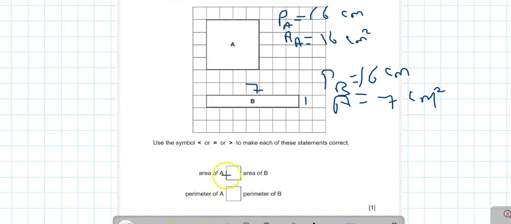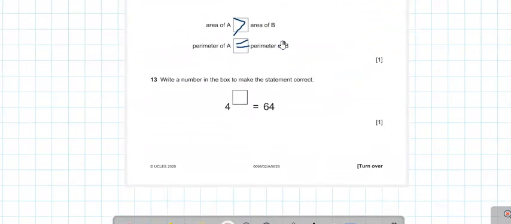So for the area of shape A and shape B, shape A is greater. The perimeter, they are equal. Next question. Write the number in the box to make this statement correct. 4 equals 64. Of course, it's 4 cubed. Next question.